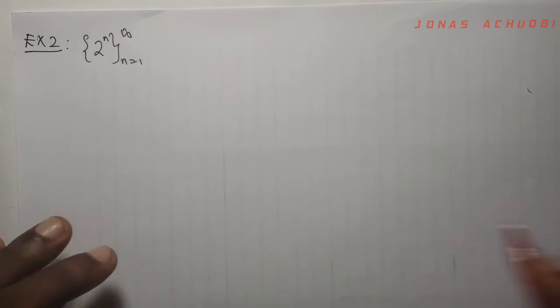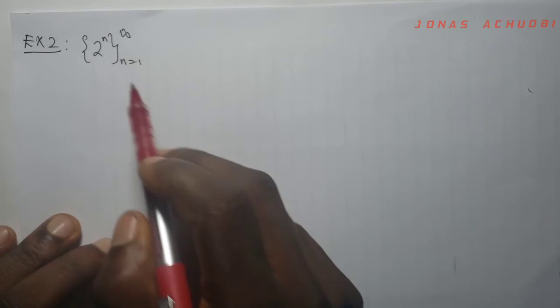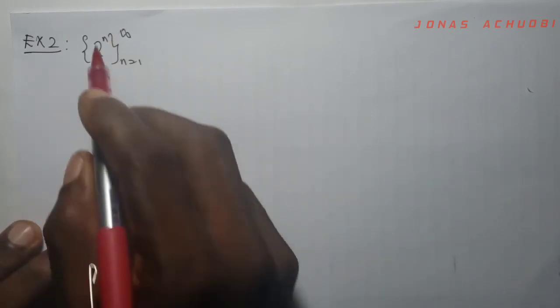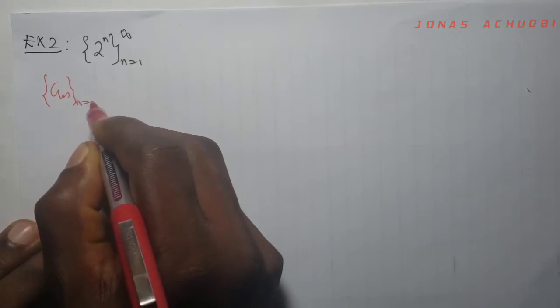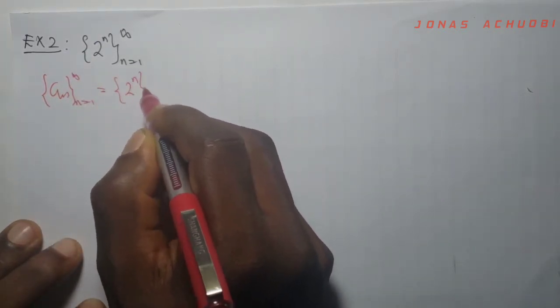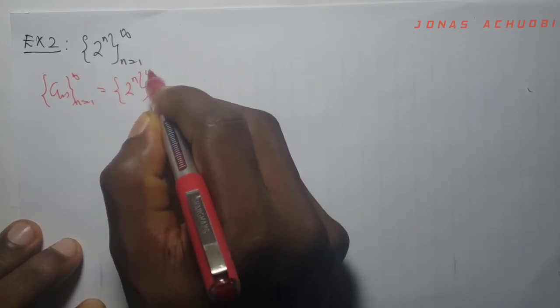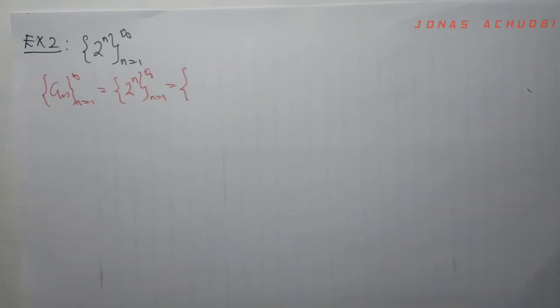Here we have another sequence: 2 raised to the power n, n goes from 1 to infinity. Again, an infinite sequence. So I want to call this sequence my an, n from 1 to infinity. And an is simply 2 raised to the power n, which is n from 1 to infinity. So we always start by getting a few terms of a sequence, to tell us the direction.